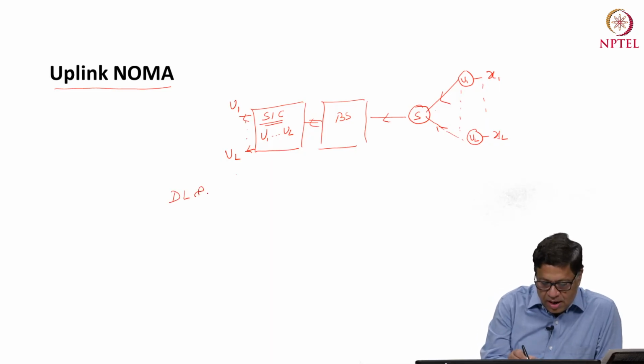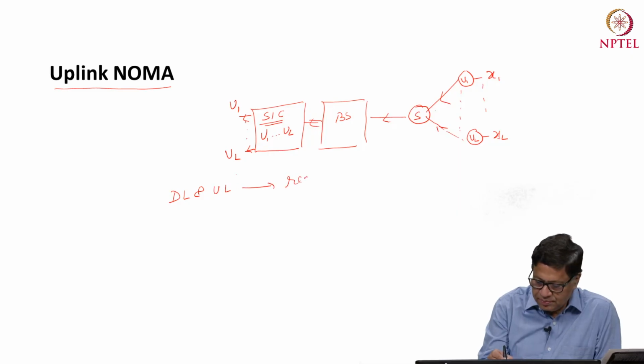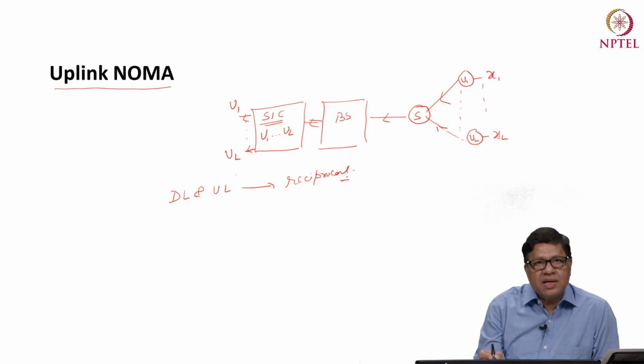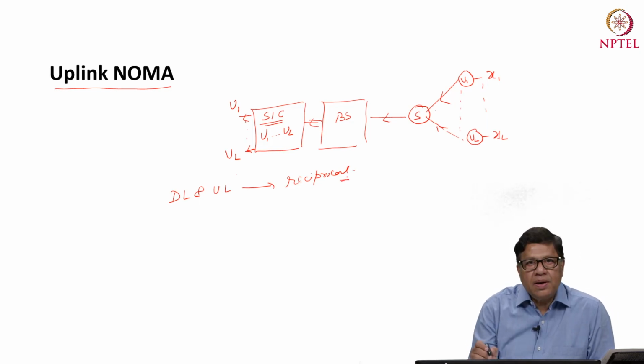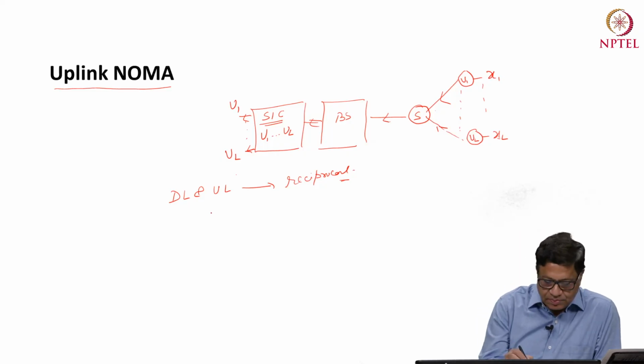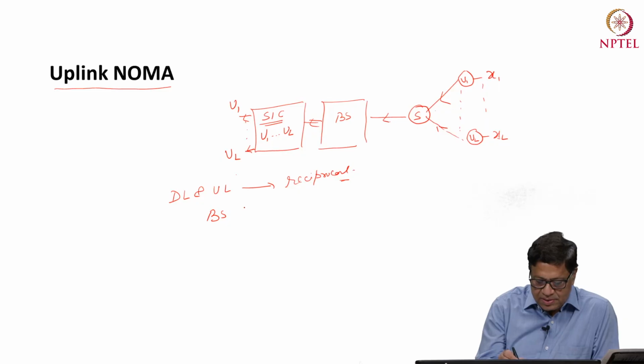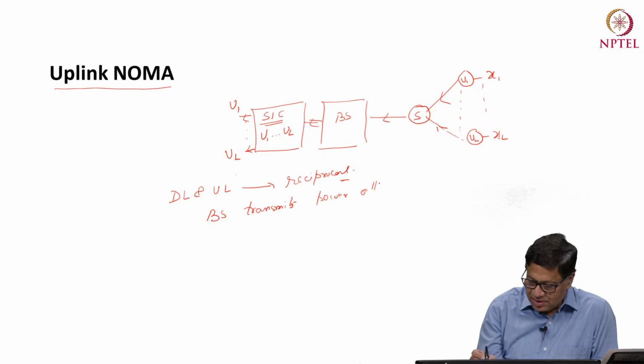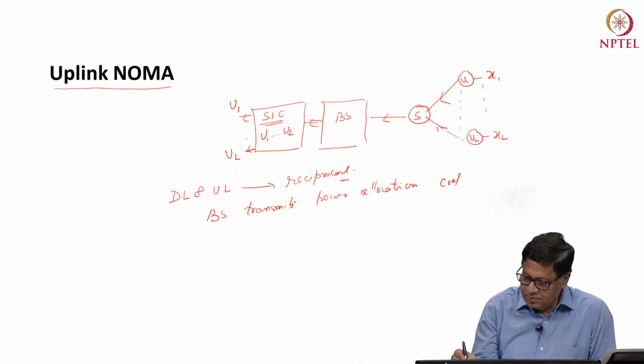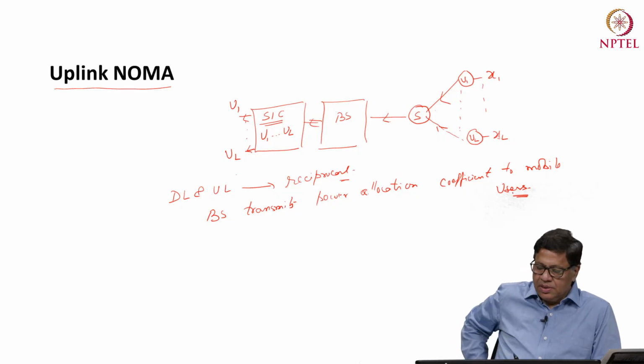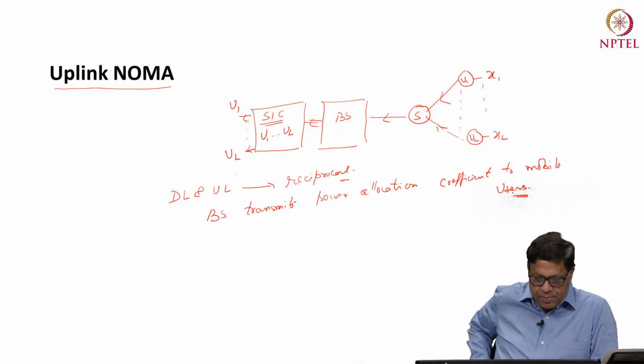So the downlink and the uplink are actually reciprocal. In one case, the SIC is happening at the user end. In uplink, the SIC is happening at the base station level. And the base station, for example in uplink NOMA, transmits the power allocation, how different powers are allocated, because we are discussing power domain NOMA here, the allocation coefficient to mobile users. So this is in brief the uplink NOMA.